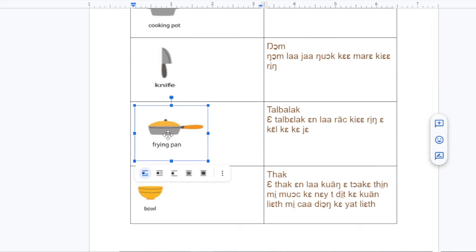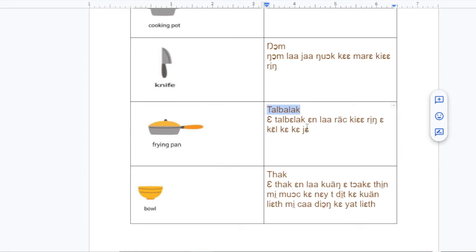Frying pan. Talbalak. Talbalak. Mela rich kering a kelke kaja. A talbalak and la rich kering a kelke kaja. Talbalak, it is called frying pan. Talbalak, shale frying pan.